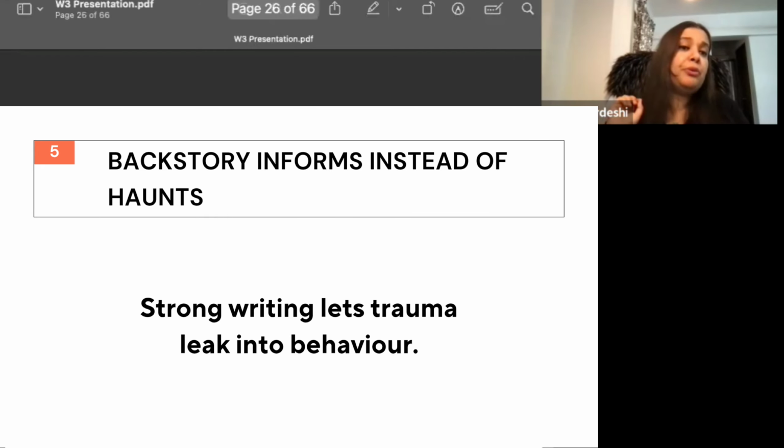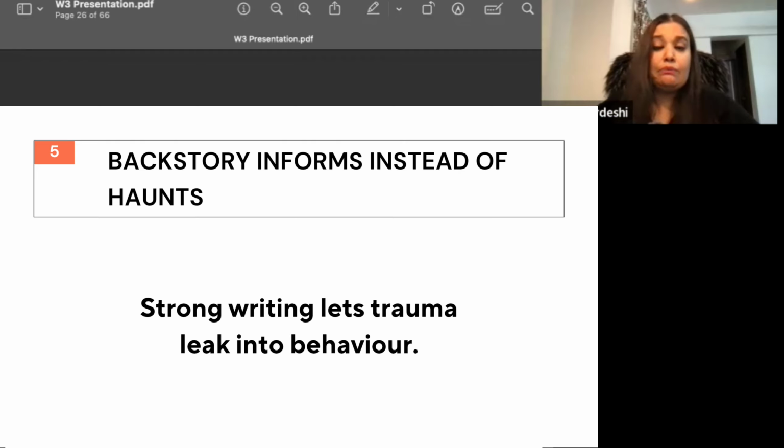Now let's look at problem number 5. Backstory informs instead of haunts. Strong writing lets trauma leak into behavior. You do not have to tell that your character is traumatized. You can just show it leaking into their behavior. Now, again, this is one of the biggest breakthroughs writers have during revision. A lot of manuscripts explain trauma directly, but psychologically, immersive writing shows trauma behaviorally.